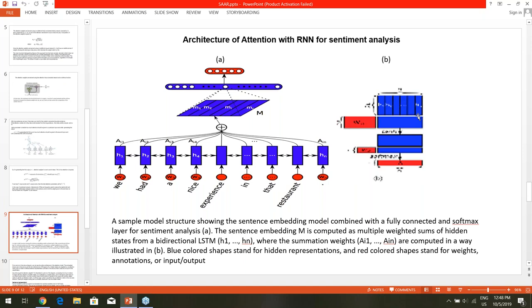This is the architecture for sentiment analysis with attention in RNN. In machine translation and the like, we have a number of outputs. But here in sentiment analysis, we will have only one output. It can have many inputs, like a sentence consisting of more than one word. Here all the information in the sentence will be concatenated into a matrix, and the output of that matrix will be a single value.